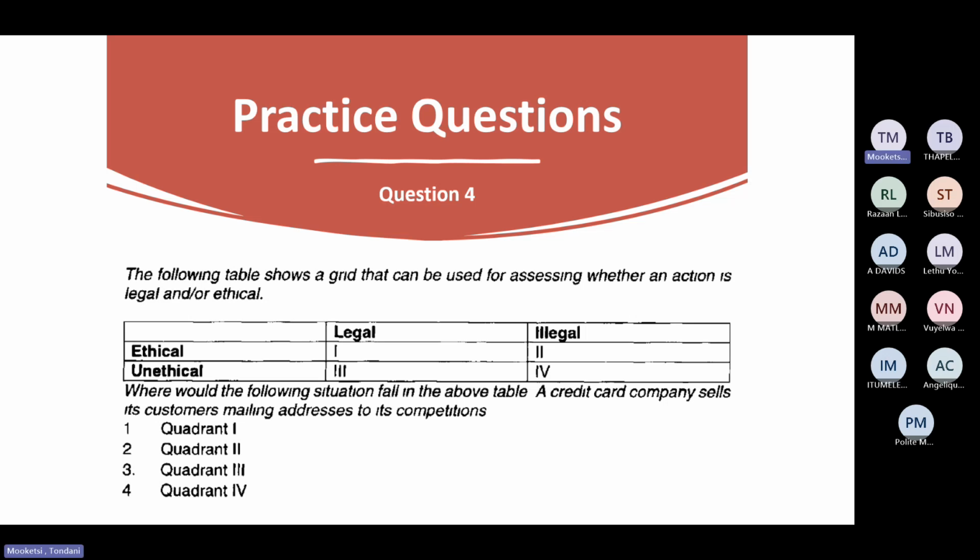Okay, I see you saying quadrant 4. Quadrant 4 means a credit card company selling its customers' mailing addresses to its competitors is illegal and unethical. That is what quadrant 4 means. Yes, Emma Tala, your hand is up. Please go ahead.